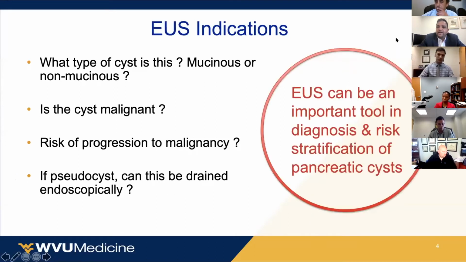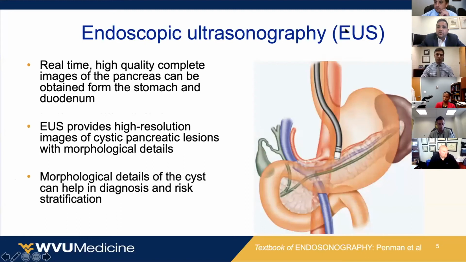So here, EUS is an important tool in diagnosis and risk stratification. And the role of EUS is also evolving in therapeutics. Because of the close proximity of the stomach to the pancreas, we can examine the body and the tail of the pancreas from the stomach, while the head of the pancreas can be examined from the duodenum.